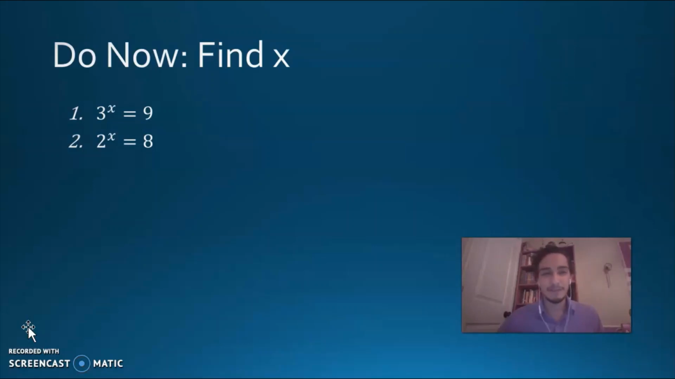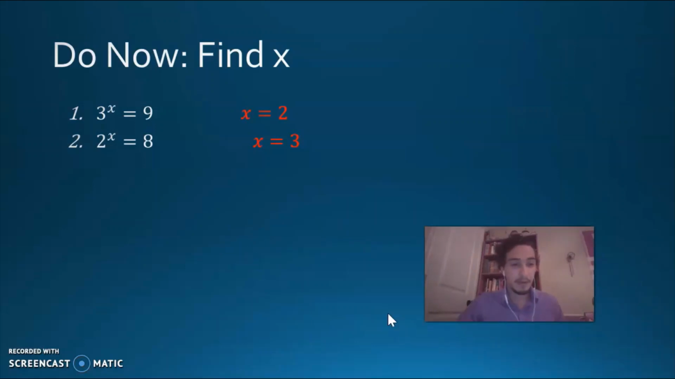Alright, so hopefully you've done that. Now let's check our work. So for number 1, x is going to be equal to 2, and for number 2, x is going to be equal to 3, because 3 raised to the power of 2 would be 9, and 2 raised to the power of 3 would be 8. Alright, so hopefully you guys got that. Now let's discuss how this relates to logarithms.